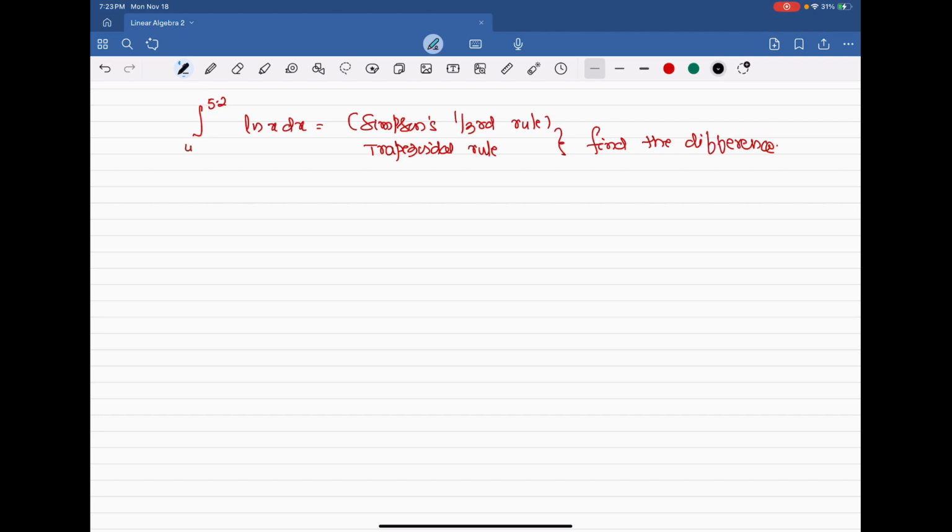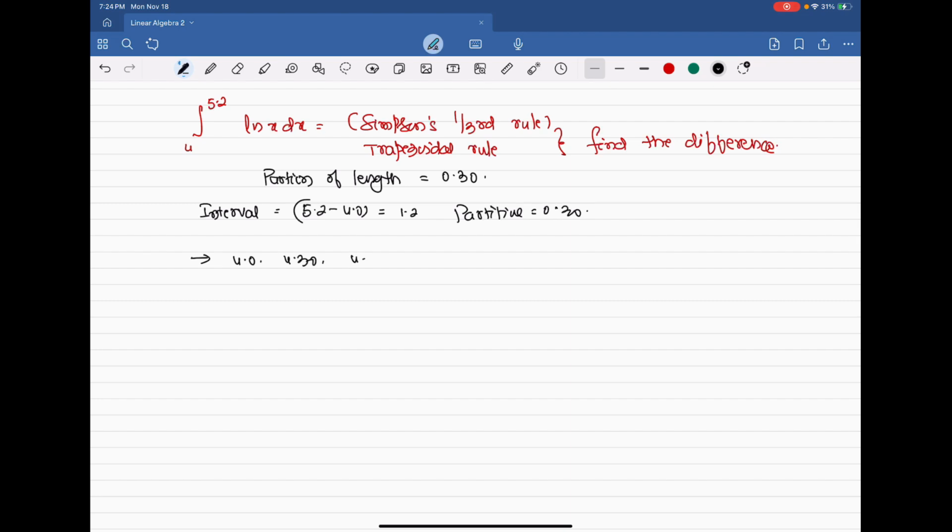Now, let us take the partition of each length as 0.30. The interval is 5.2 minus 4, that is equal to 1.2, and the partition is 0.30. Then it starts like this: 4, 4.30, 4.60, 4.90, and 5.20. How many points are there? 1, 2, 3, 4, 5. This is x.